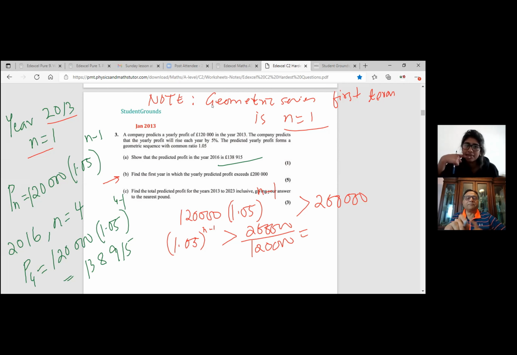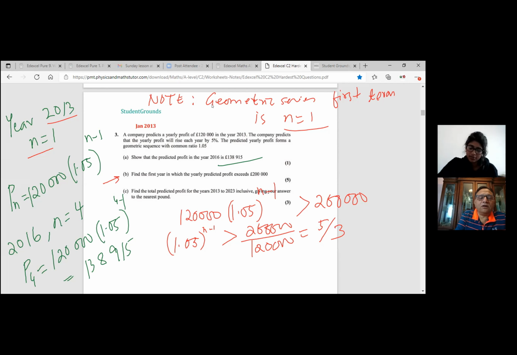You cannot just say this is the fourth year according to this, because when you write the fourth year, it is 2016 plus 4 minus 1. You understand? So you have to be more careful now. In my earlier calculation, n was the direct value, but now it is indirect. There's a difference. So can you please calculate 200,000 divided by 120,000? 5 over 3. That's good. No, we don't want decimals.